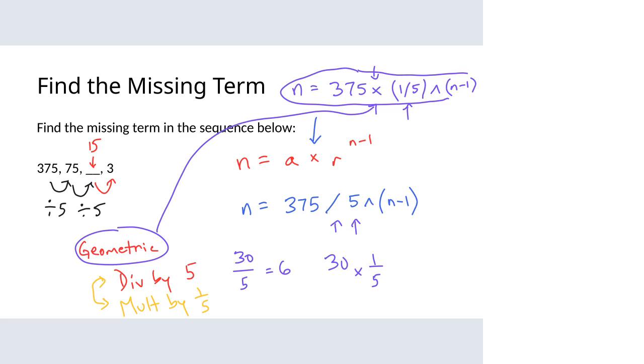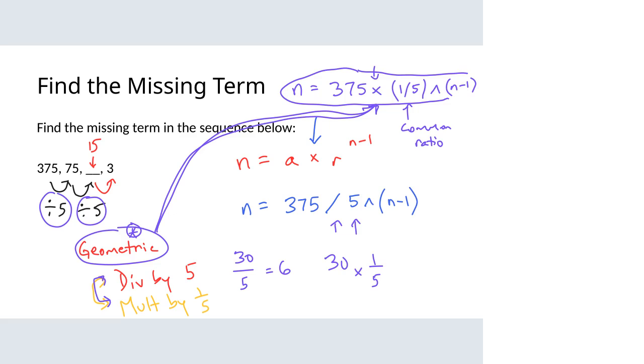The key here, the main thing I want you to notice is we're dividing by 5 each time. That's a geometric sequence. And then since dividing by 5 and multiplying by 1/5 are the same, we can write our geometric sequence this way with our common ratio being 1/5. That one's a little challenging. So if you have questions you want to ask, let me know.